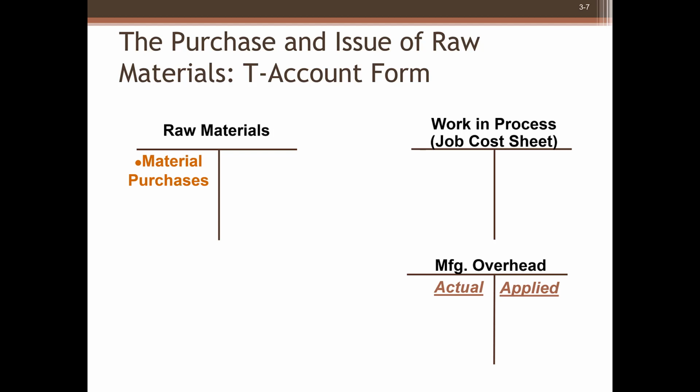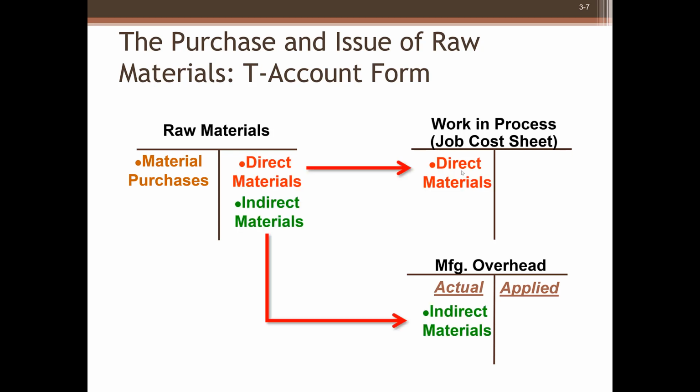When direct materials are used, we decrease raw materials, so we credit raw materials. We debit work in process and record it on the job cost sheet, which we've learned in Chapter 2. So for the journal entry here, we debit direct materials cost to work in process, and we credit raw materials.